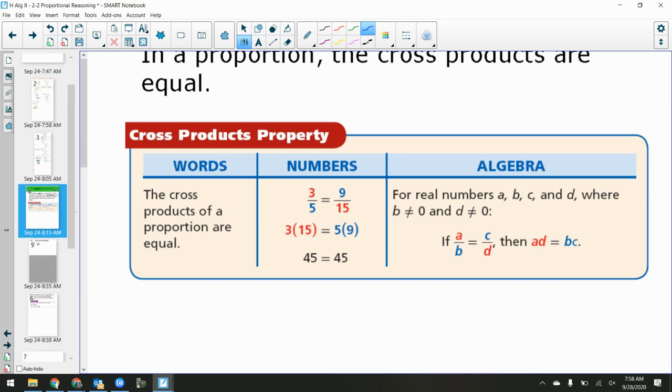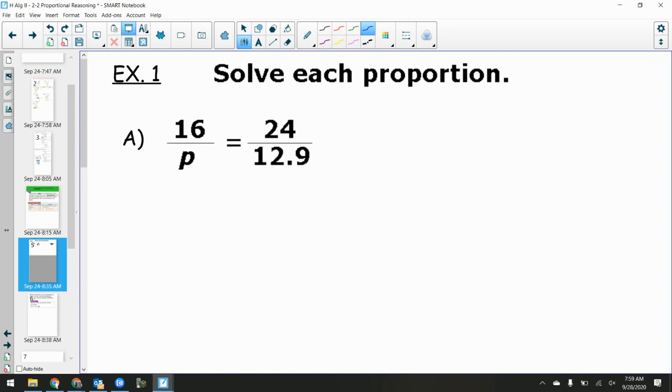Okay. So that being said, let's solve some. I've got 16 over P is equal to 24 divided by 12.9. Okay. And again, go with cross products. Don't try to look for a pattern and apply the pattern. Go for cross products. That's going to be our best route. What I mean by that is I am going to multiply these things together, and then I'm going to multiply those things together. So let's do that. I've got 16 times 12.9 is equal to 24 times P.